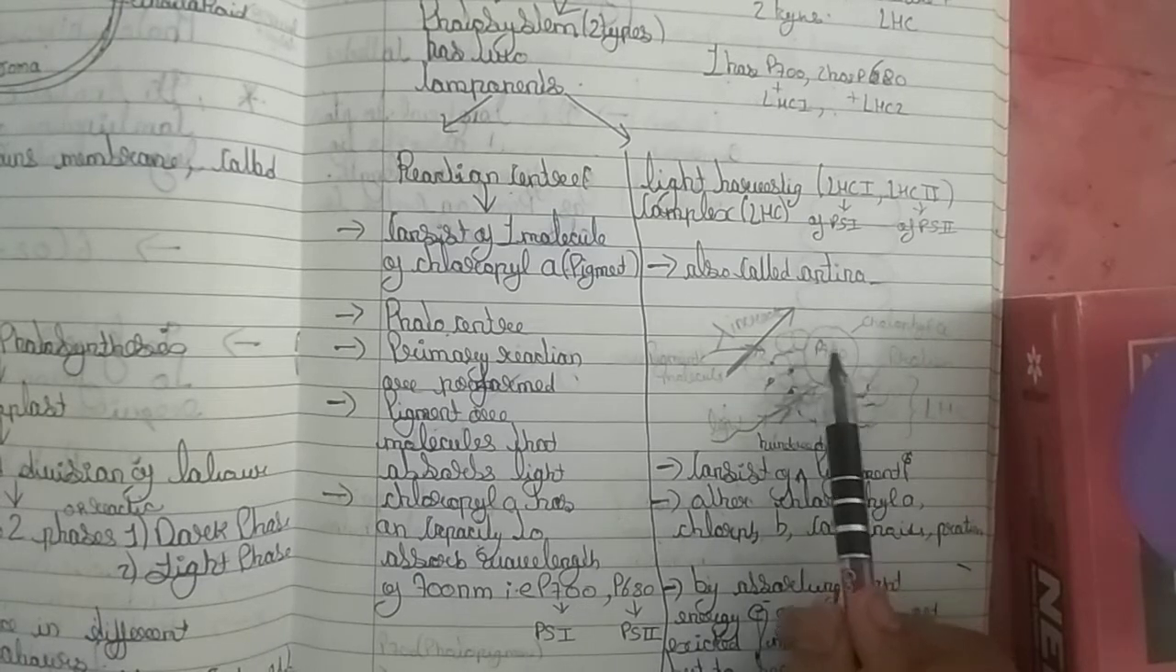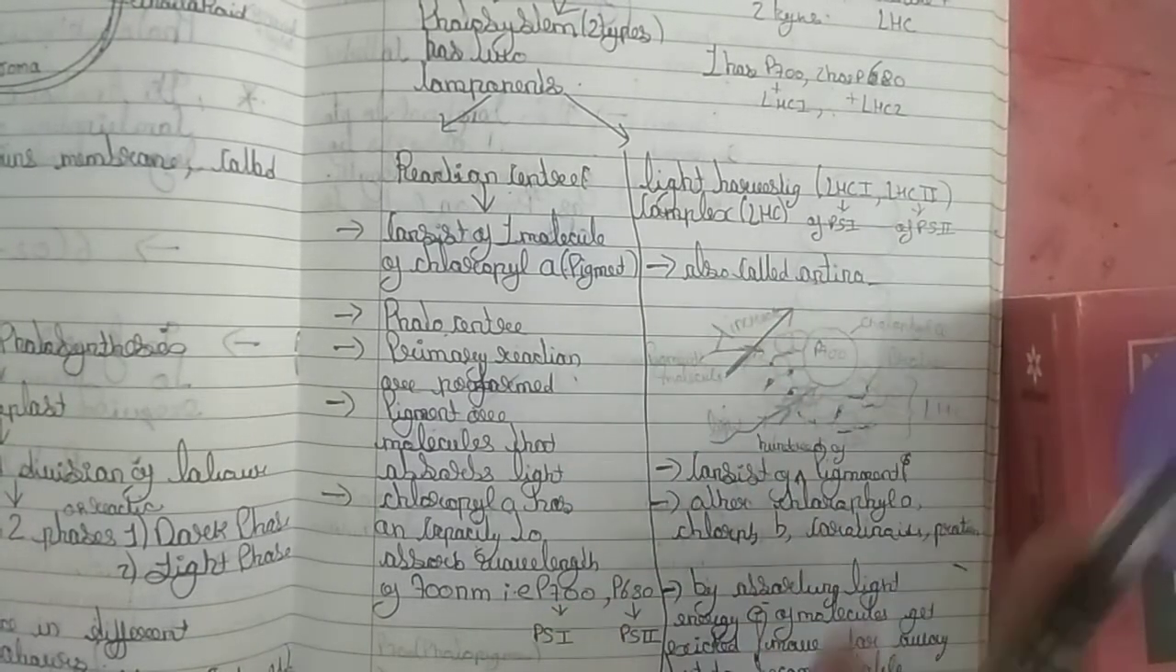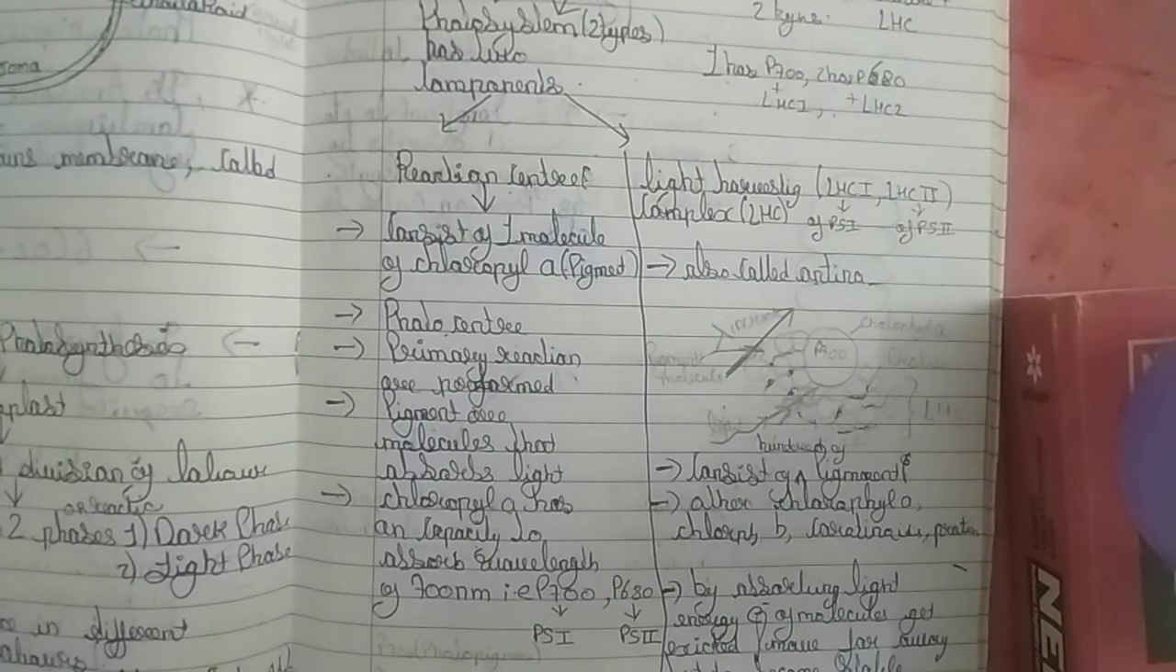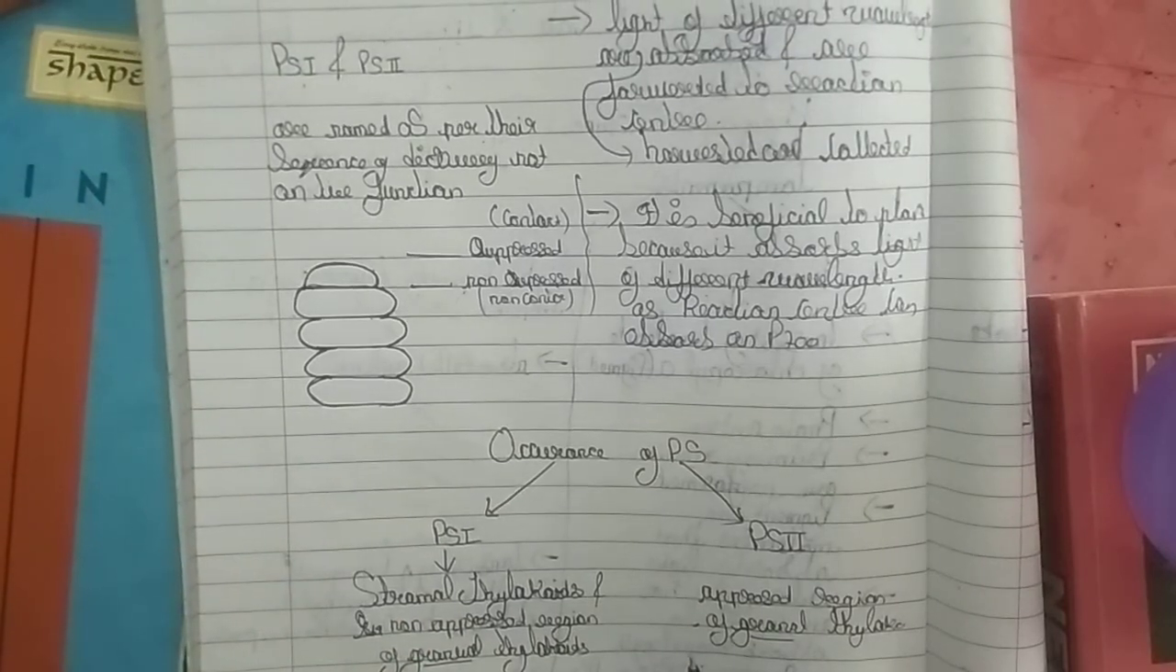Then the electrons of this reaction center get excited and are transferred through the electron transport system. Now, where are photosystem 1 and photosystem 2 present?